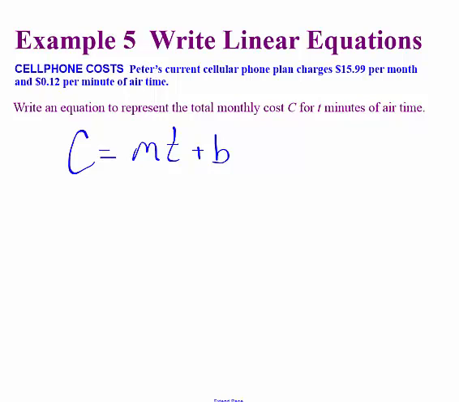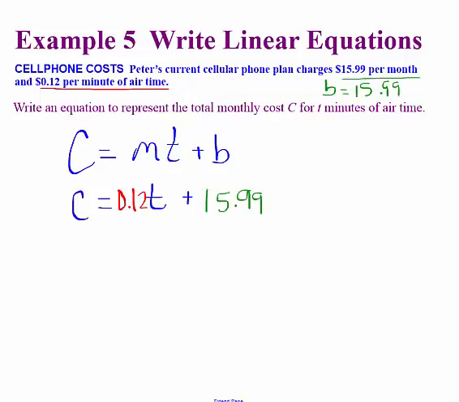Now, my m is my slope and my b is my y-intercept. So I need to look at my problem and figure out which number is my m and which number is my b. So my slope is going to be the 12 cents per minute of airtime, because every minute that you are talking on the phone, you're going to be charged 12 cents. So we would multiply our 12 cents by the amount of time we are on the phone. Our y-intercept is how much it's going to cost him per month no matter how many minutes he uses. So my y-intercept is going to be $15.99.